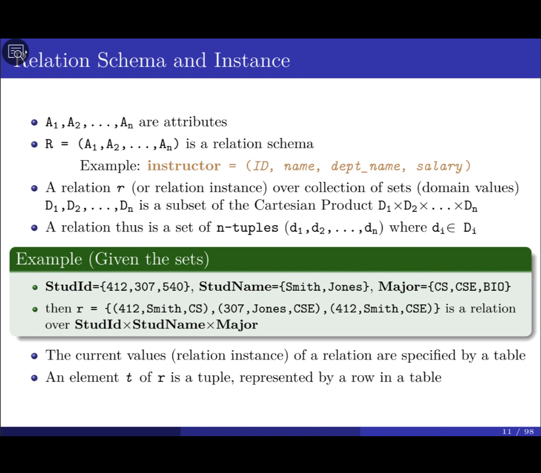So that's what we have. Let me give you an example. Assume that the domains are student ID and student name, and the major, so there are three domains. If we have one instance, for example, 1-2 Smith computer science, and 307 Jones, etc., you see all of them are going to be valid entries or valid instances. Why? Because if you compute the Cartesian product between the student ID, student name, and major, you just need to do what?